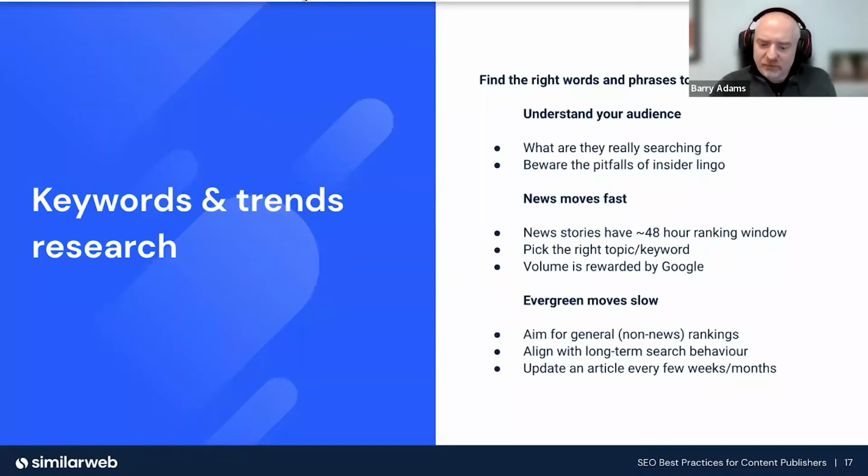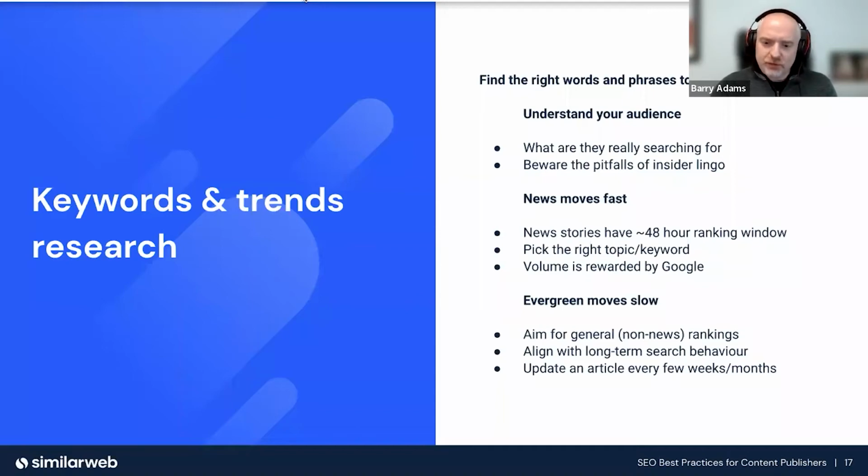Some of the easiest pitfalls, especially if you're a niche publisher, is to focus too much on insider lingo, on terminology that is unique to your industry, that the general audience might not necessarily have an awareness of. So that's why keyword research can be very valuable, because it tells you what your audience is actually typing into Google, what they're actually looking for, so that you can make sure your content aligns with that.